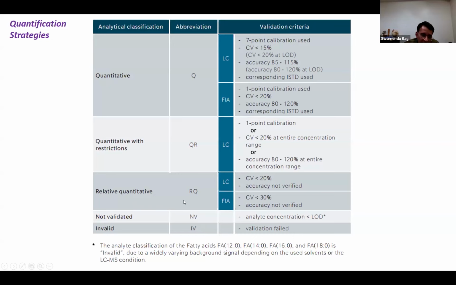And unfortunately, we experienced that fatty acid 12:0, fatty acid 14:0, fatty acid 16:0 and 18:0 are invalid, because these fatty acids generally come as contamination from the solvent. So we cannot avoid that. These fatty acids we cannot detect by this method, and it is also cited in the protocol.